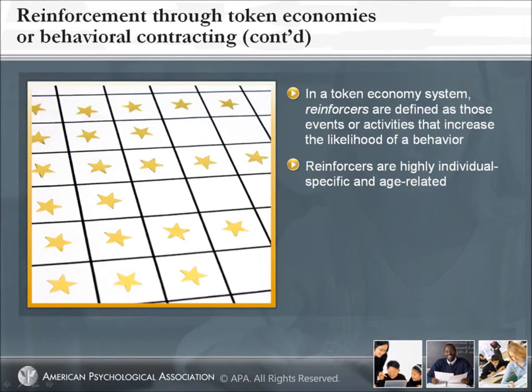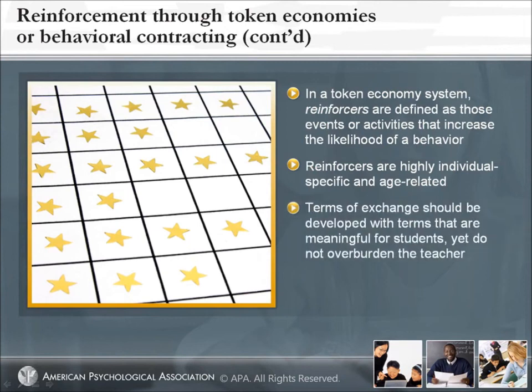Also, the exchange should be developed with terms that are meaningful for students, yet do not overburden the teacher. Although students may be unrealistic in expecting that they will be able to get 10 minutes of free time for every math problem they complete, it would also be unrealistic to expect students to be willing to work an entire week to receive only 15 minutes of free time.